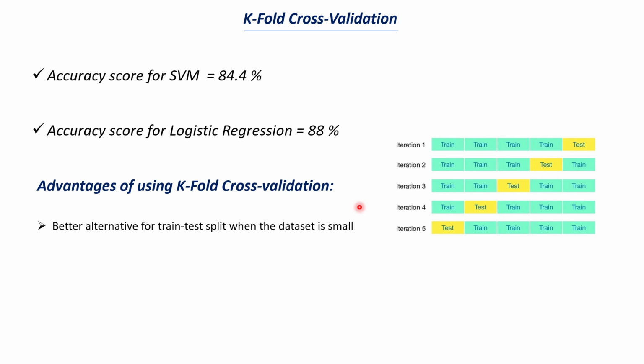So in large scale data sets, you can go with train test split, whereas if your data set is small, then k-fold cross validation is a better idea, because in that case you can check how your model is performing for the overall data set and so on.